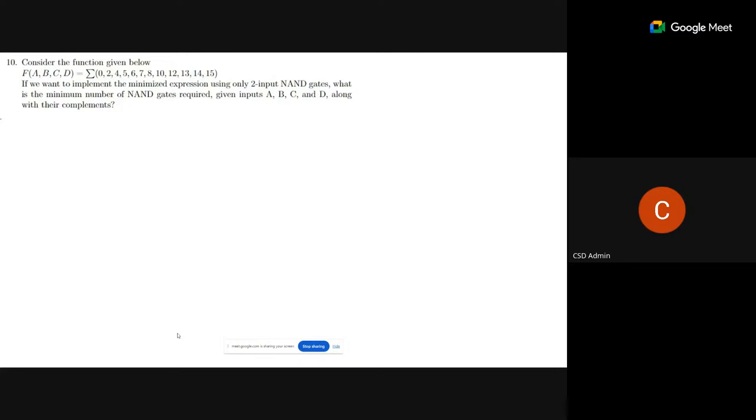Okay, so let's see one question. Consider the function given below, f(A,B,C,D) with minterms 0, 2, 4, 5, 6, 7, 8, 10, 12, 13, 14, 15. If you want to implement the minimized expression using only two input NAND gates, what is the minimum number of NAND gates required, given inputs A, B, C, D along with their complements? I think this is a week 5 question. This type of question may come.